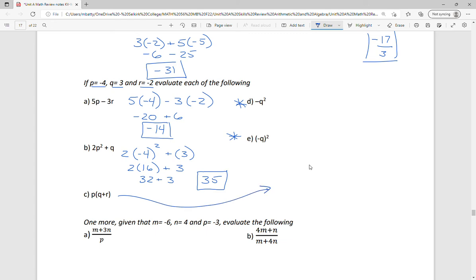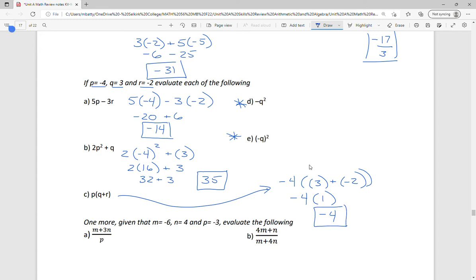This one's way too squishy. I'm going to rewrite it over here. P has a value of -4. Q has a value of 3, plus a -2. Okay. So we'd have -4 times 1, or -4.